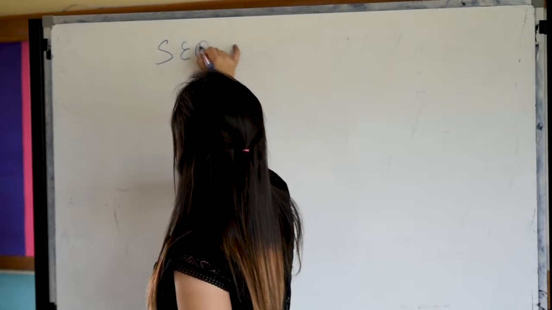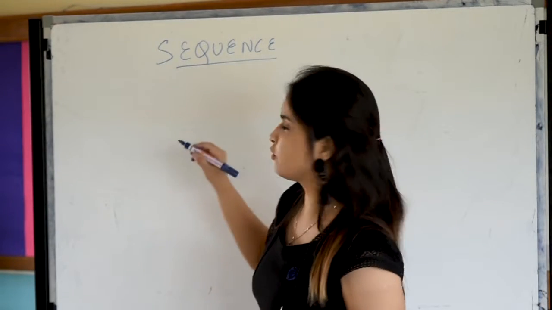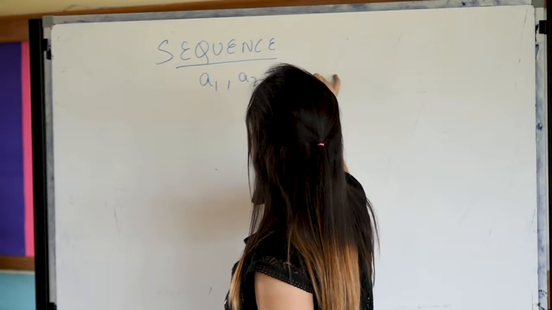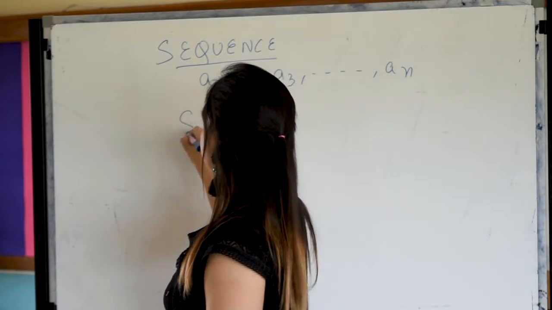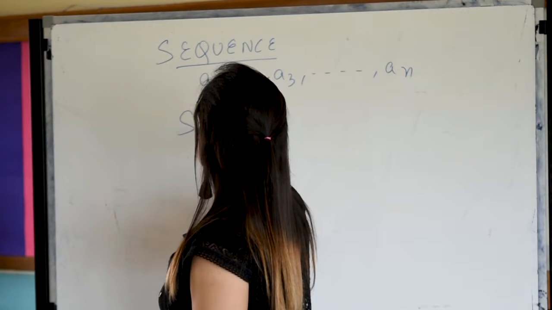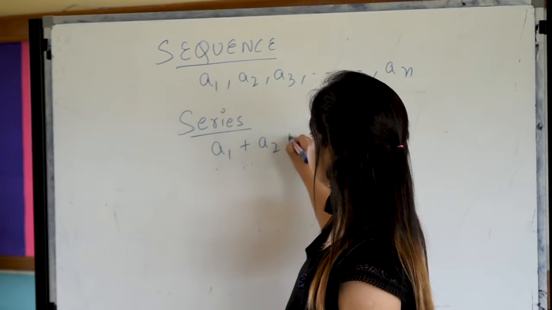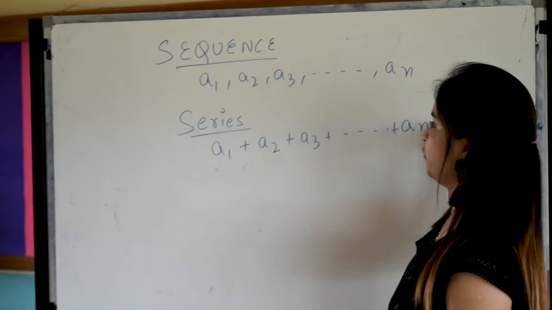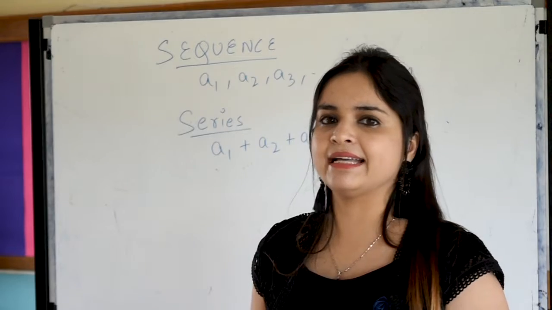So, what is the general form of a sequence? A sequence is A1, A2, A3 up to AN. And what is a series? A series is first term plus second term plus third term up to n number of terms. So this was just the introduction of sequence and series.